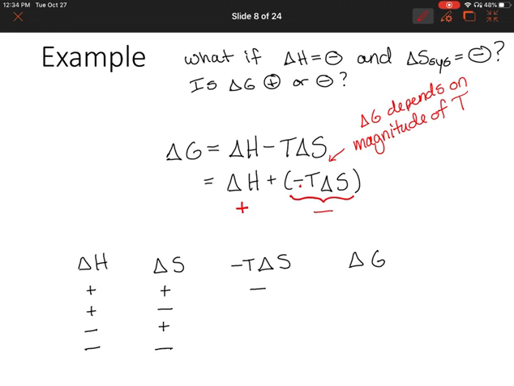Again, it depends on the temperature, right? Okay, so remember, delta G is negative for a spontaneous reaction. So let's try to figure out, when is delta G negative? Is it negative at high temperatures or at low temperatures? At high temperatures. So delta G is negative at high temperatures.